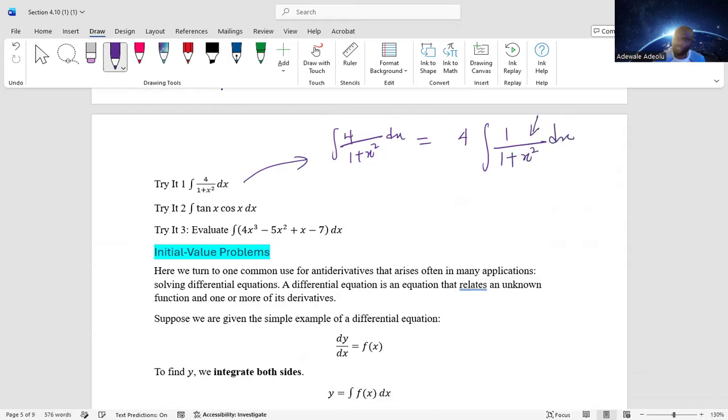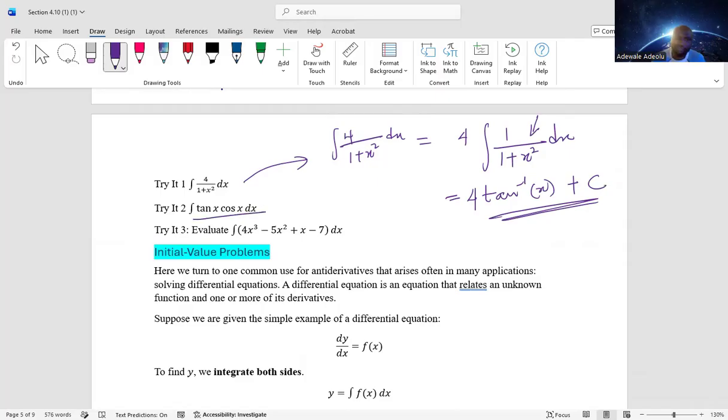And remember, this is a standard derivative for a particular function. And what is that function? It is tangent inverse. So I have 4 tan inverse of x, then plus c. Answer. It is as simple as that.